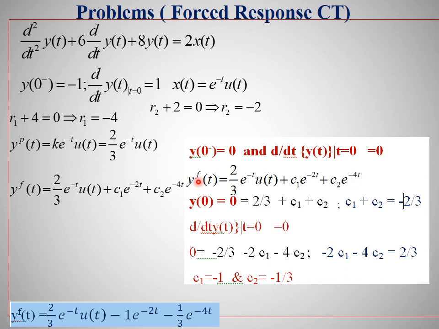Let us substitute for this. yf of 0 is 0, hence we will be getting 2 by 3 plus c1 plus c2, or c1 plus c2 is equal to minus 2 by 3.